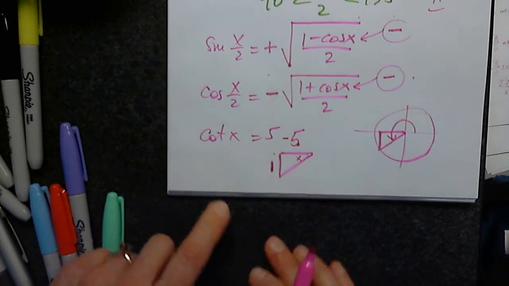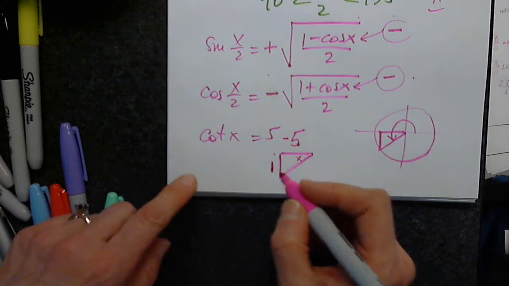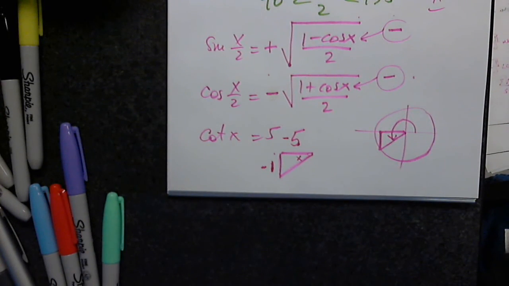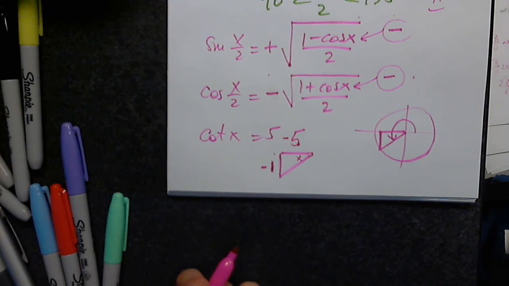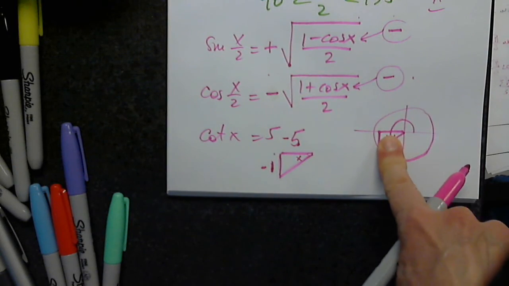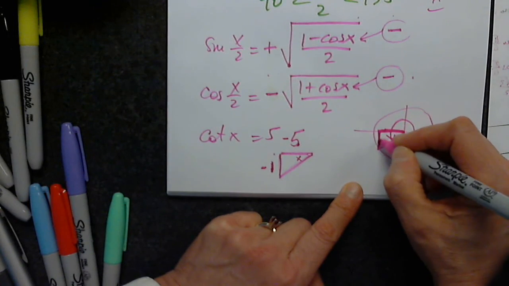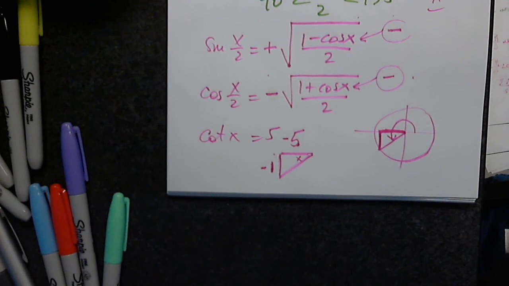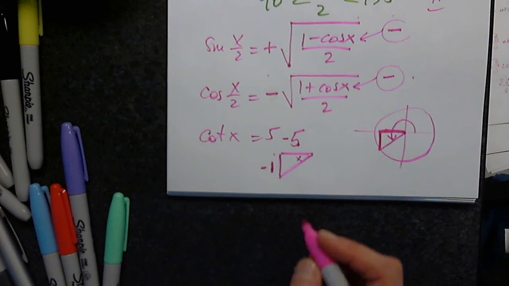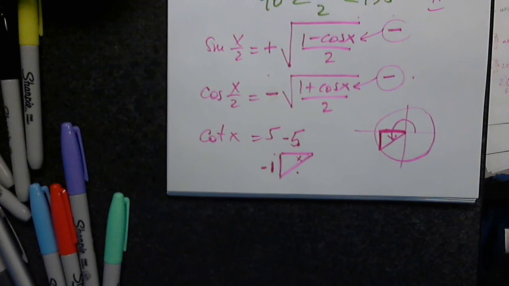Yes, this will be negative. Because cotangent is positive, and because in this quadrant, cosine is negative and sine is negative. I need to determine the hypotenuse. Since I'm determining the hypotenuse, I will have the square root of the squares of the two legs. Exactly.